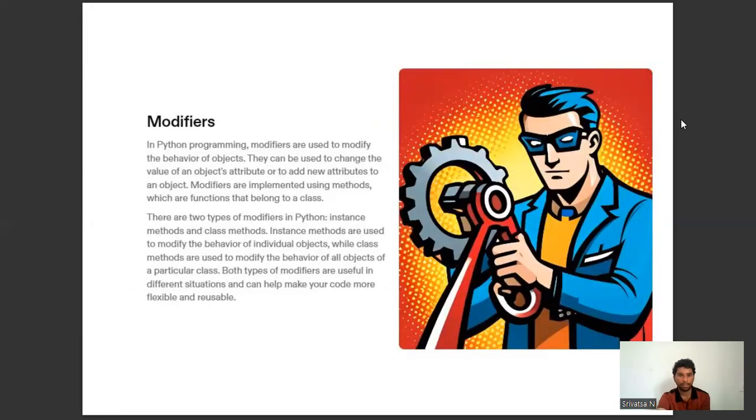Modifiers. In Python programming, modifiers are used to modify the behavior of objects. They can be used to change the value of an object's attribute or to add new attributes to the object. Modifiers are implemented using methods, which are functions that belong to the class. There are two types of modifiers in Python: instance methods and class methods. Instance methods are used to modify the behavior of individual objects, while class methods are used to modify the behavior of all objects of a particular class. Both types of modifiers are useful in different situations and can help make your code more flexible and reusable.